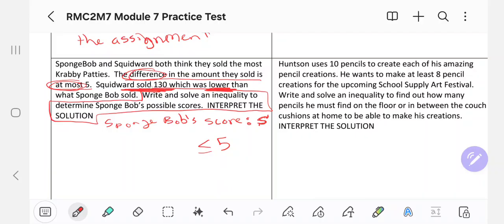And then what is less than or equal to 5? Well, the difference. So we're subtracting, and we should subtract the smaller from the greater. So this is the bigger number minus the smaller number. And that's why it was important to notice right here that Squidward sold 130, which was lower. So 130 is going to be there, and we'll use S for SpongeBob's score. Okay, so it's just a subtraction problem, which we solve through addition, and we have S is less than or equal to 135.